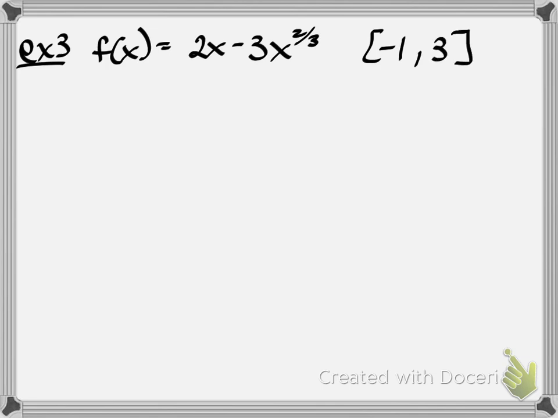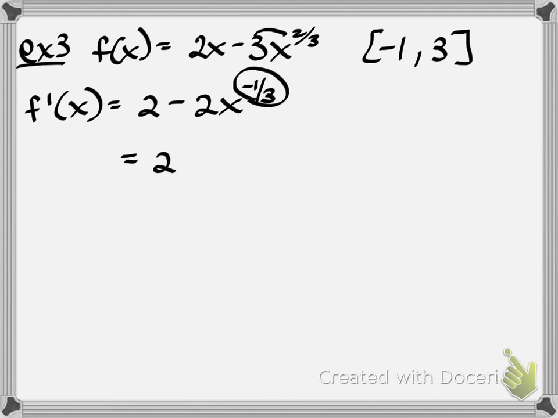Okay, so if they want us to find the absolute extrema, or they might just say the extrema, we're going to take the derivative so we can find our critical numbers. They've already written this in a nice form for us, so it's just 2 minus 2/3 times 3 is 2, negative 2x to the negative 1/3. Then we want to write that with a positive power. So it's just the x that moves. The 2 doesn't have that power.